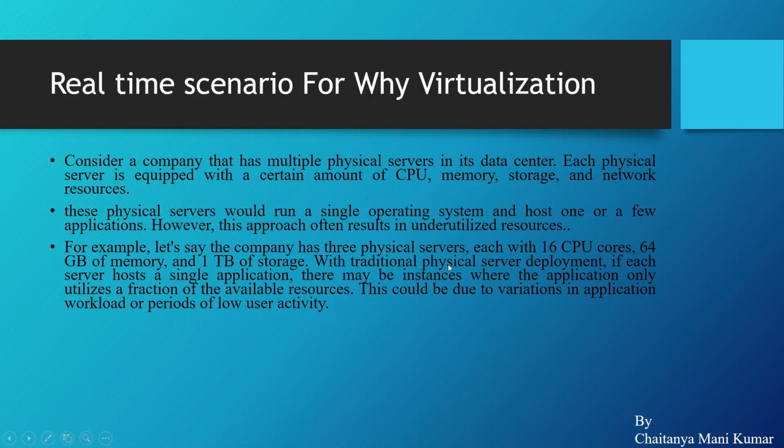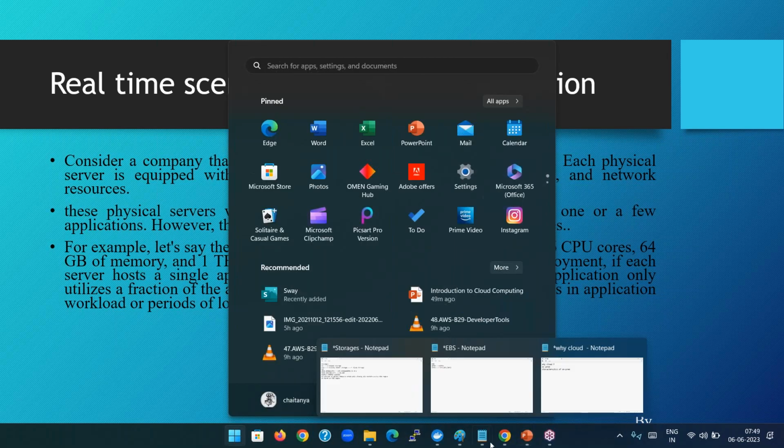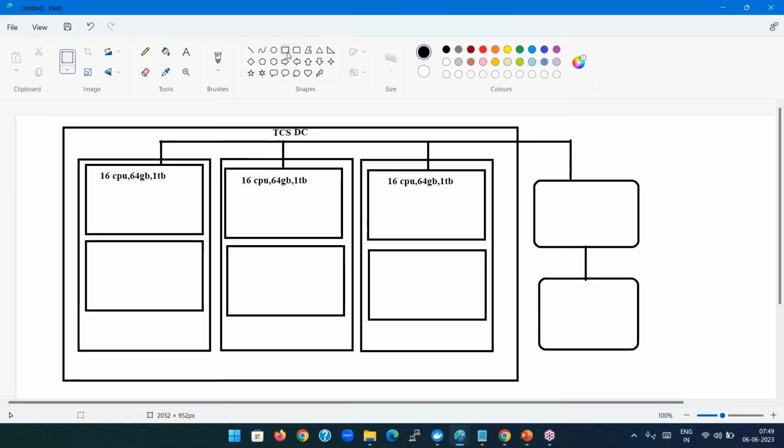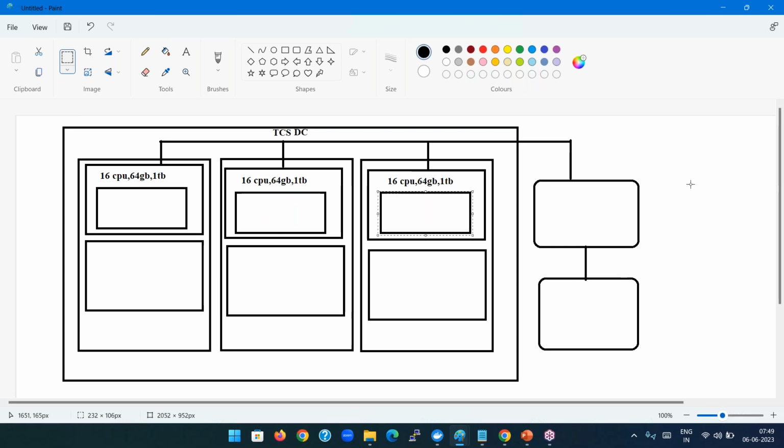With the traditional physical server deployment, each server hosts a single application. In these servers, we are going to install some applications, for example, a banking application. Here we have an application inside the server. In another server also, we are about to host the same application, and in another server also. On the servers, we host the same application so that load balancing will be done, and the server won't face any huge load.